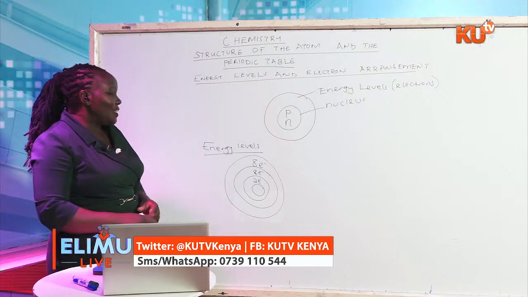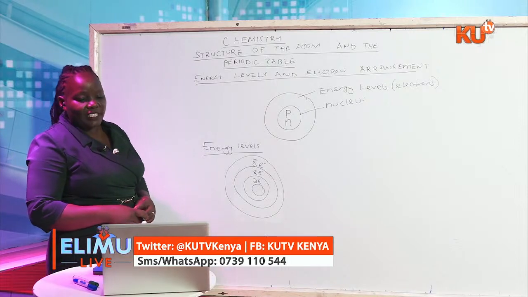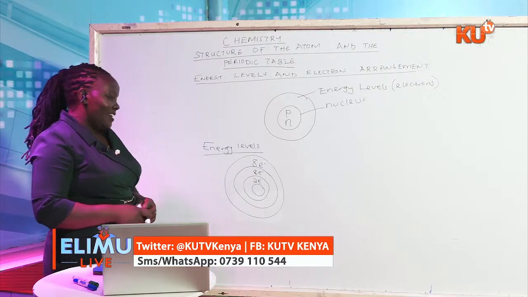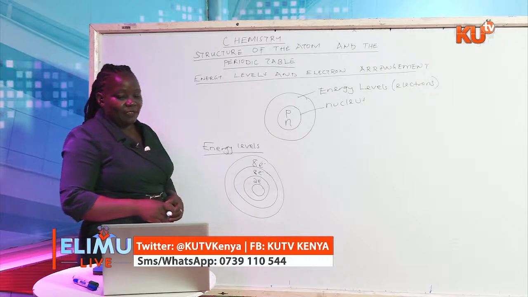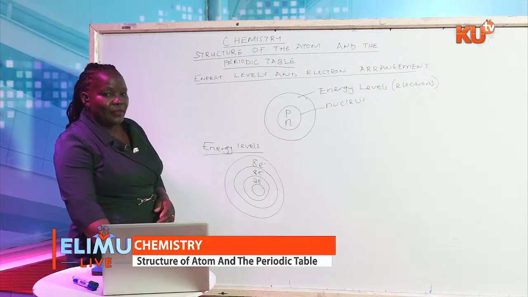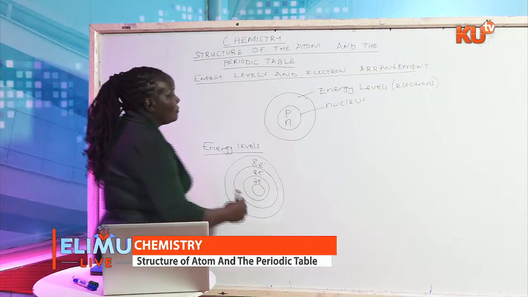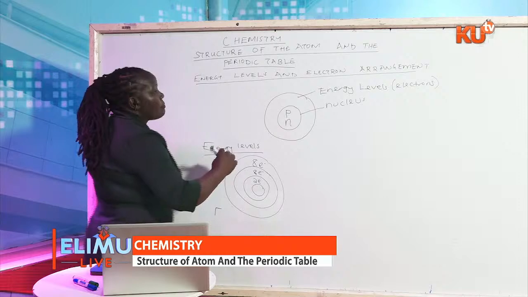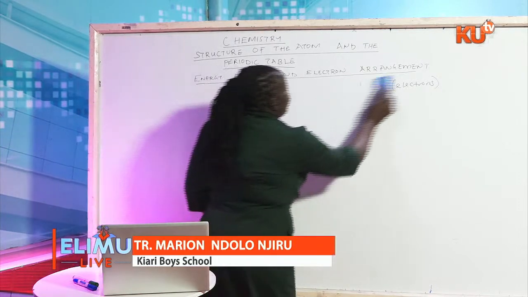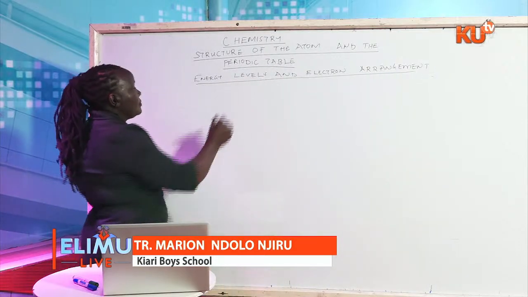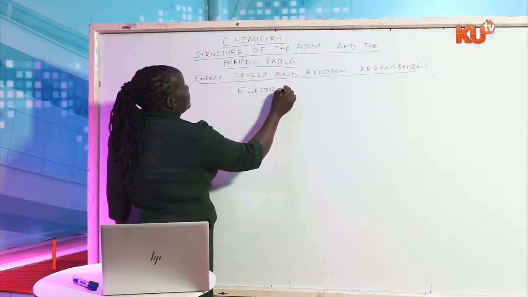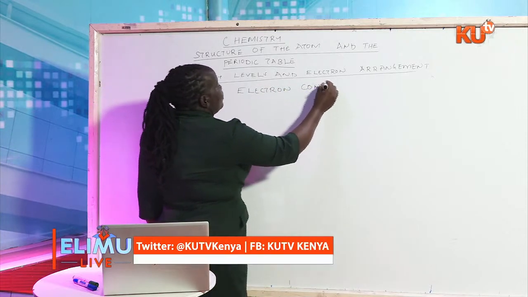So now, having looked at the energy levels, I want us to look at how we arrange the electrons in the energy level. So I want us to look at electron configuration. We are looking at electron configuration.